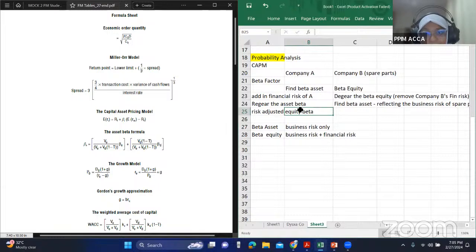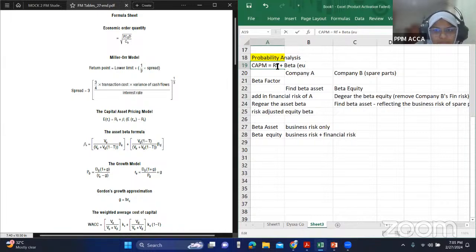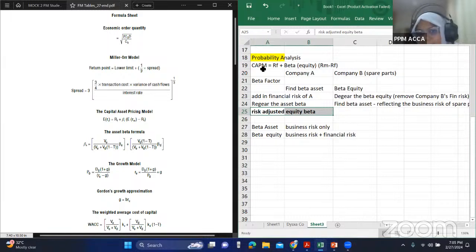This, when you use in the CAPM formula, if you remember, this is the CAPM formula. So risk-free rate plus beta equity multiplied by the market return minus the risk-free rate, or you can call this the risk premium as well. If you use this risk-adjusted beta that you found in the CAPM equation, then you will get a cost of equity that is risk-adjusted. That you can use in your NPV calculations.